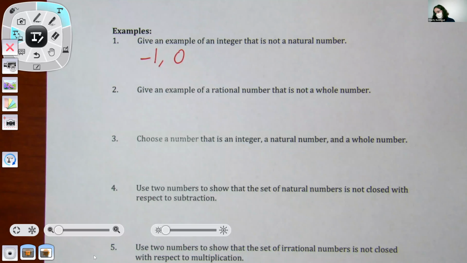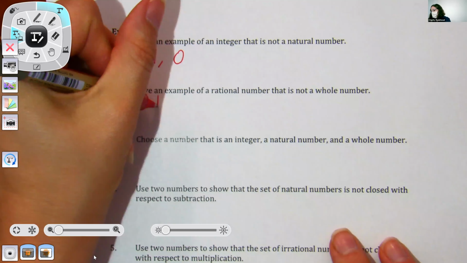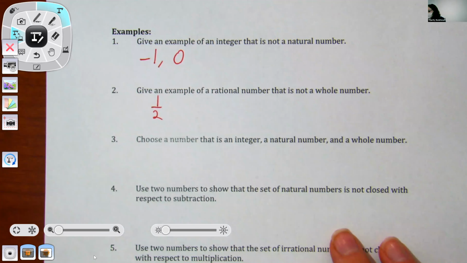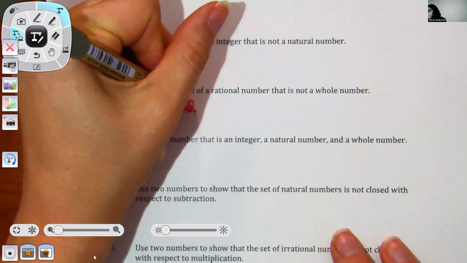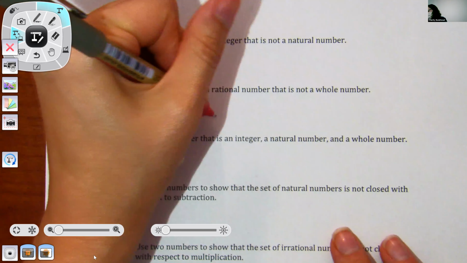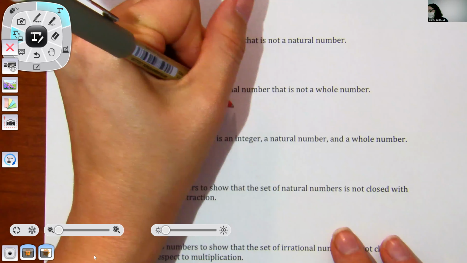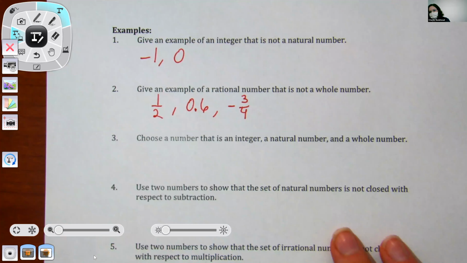All right, number 2, let's give an example of a rational number that is not a whole number. Exactly. 1/2 would be an example. 0.6 would be another example. -3/4 would be an example.